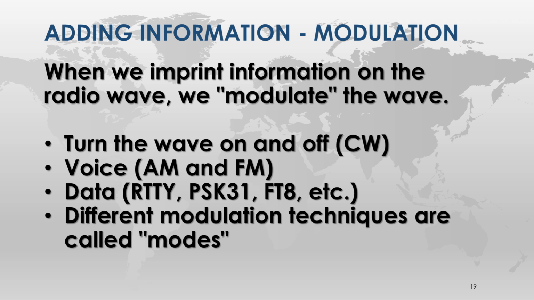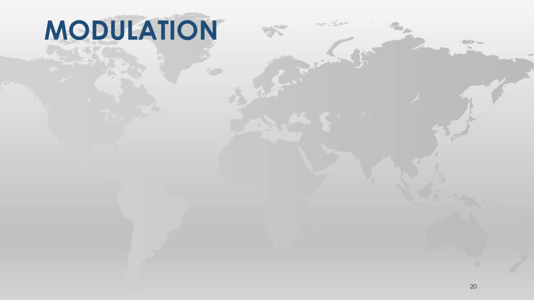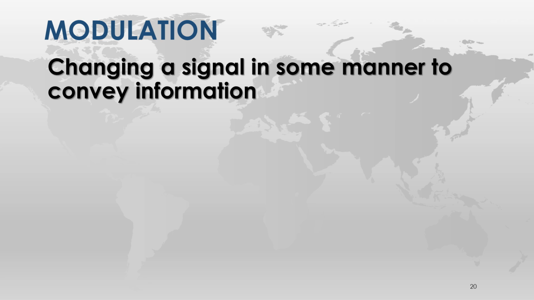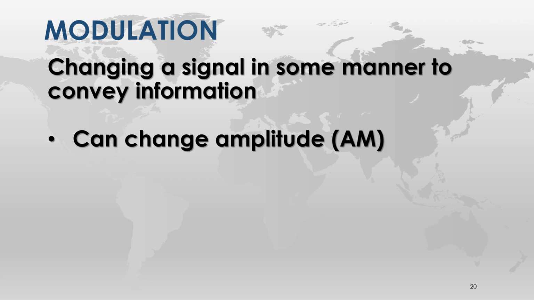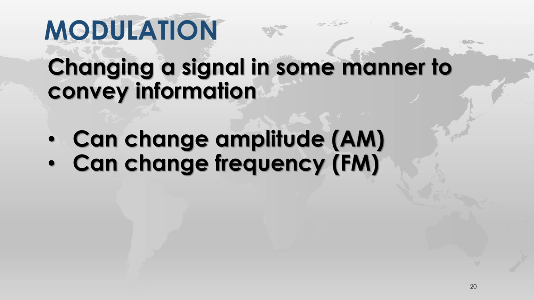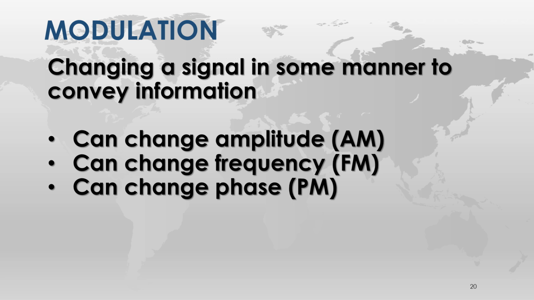The different modulation techniques are called modes. So we have AM, FM, AM subdivided, upper sideband, lower sideband, different modes in the radio. And that's the type of modulation we're putting to the signal. Changing a signal in some manner to convey information is modulation. Notice there's no yellow yet. You can change the amplitude, you can change the frequency, and you can change the phase. So AM, amplitude, FM, frequency, PM is phase modulation. All methods of modulation. I think all three of those could be on the test.